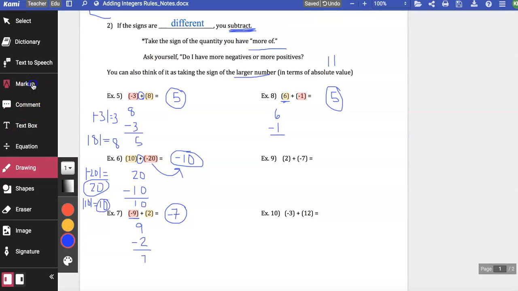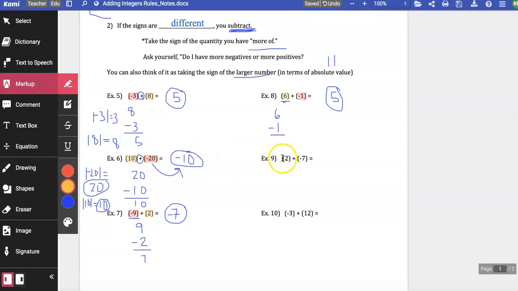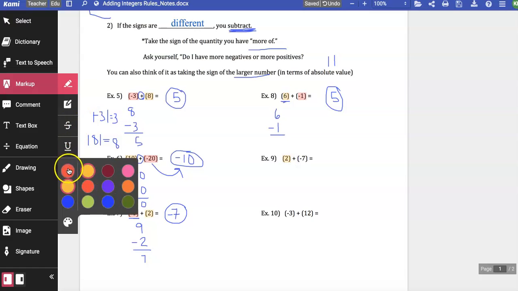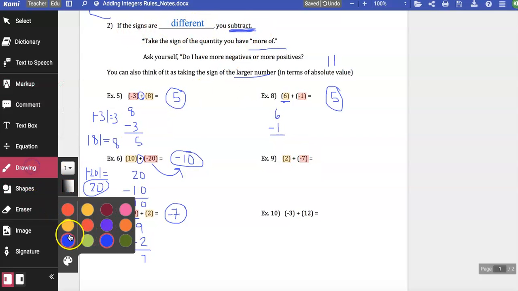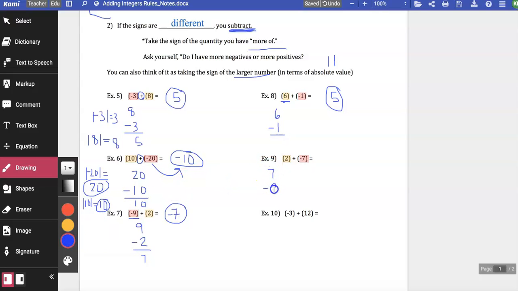So I go to my markup tool, I highlight the positive number, and then I'm going to highlight the negative number. Since one is positive and one's a negative, signs are different, we subtract. Go to my drawing tool, take the larger number in terms of absolute value, the 7 is larger in terms of absolute value, and subtract the smaller number, and the difference is 5. In this example though, I have more negatives than positives, so I'm going to write negative 5.